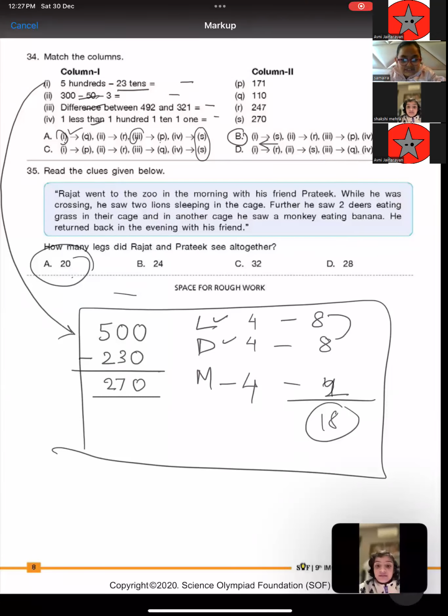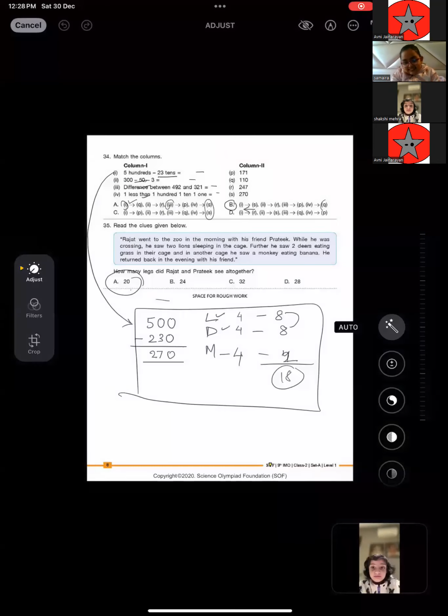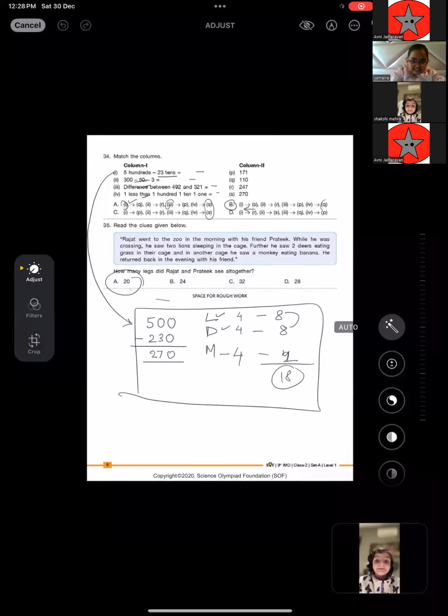So whenever we have brainy question like this, quiz sort of question, we have to be extra careful. Okay? Ma'am, so the answer is B. Yeah, it's not 20, it's B. It's B because we have to include their legs also.